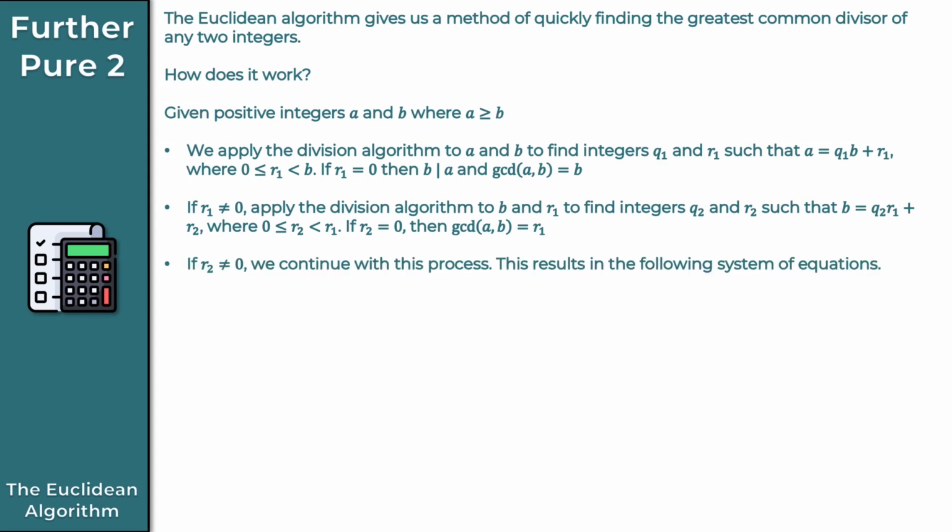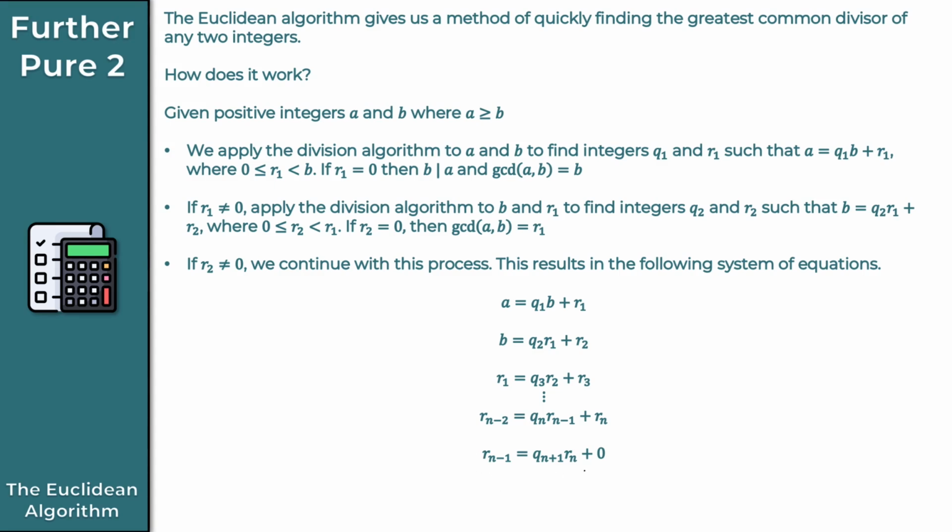And again, if the second remainder r2 is not equal to 0, we must continue with the process and the algorithm. What this does is result in the following system of equations. As you can see, a is equal to q1 b plus r1. That's what we started off with. Moving on, we get b is equal to q2 r1 plus r2. Moving on, we get r1 is equal to q3 r2 plus r3, and so on and so on. You can see what happens here, right?